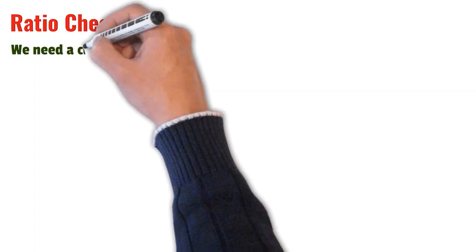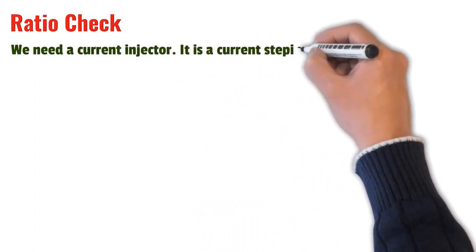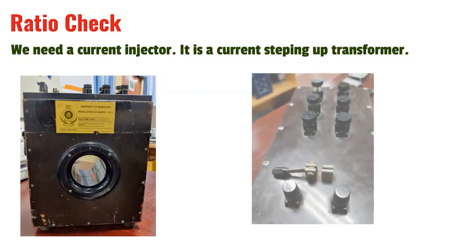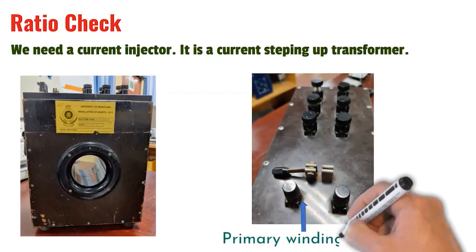In this part, we need to pass a current of 50 amperes through the primary winding, which is the conductor through the CT. To have this 50 amperes, we need a current injector. This is a current stepping-up transformer. Here we have the primary winding terminals.